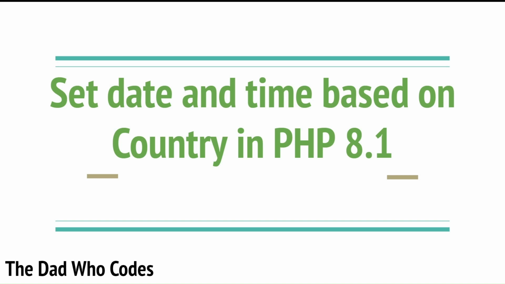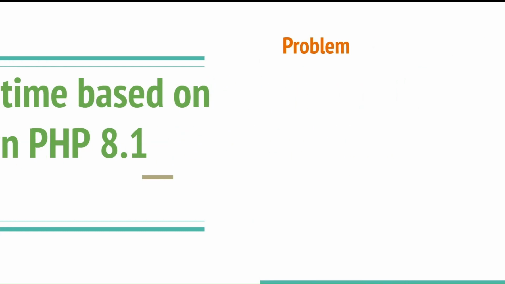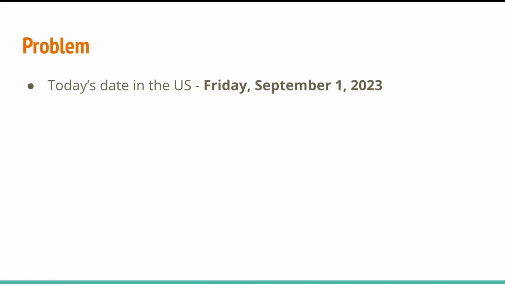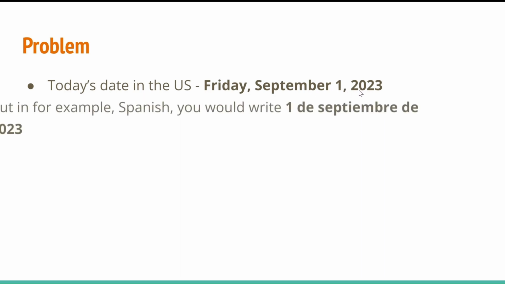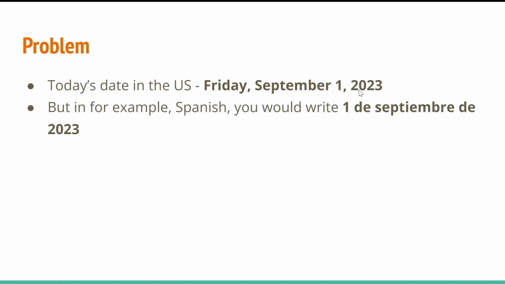In this video, we'll be seeing how to set the date and time based on a country in PHP version 8.1. So when you display the date and time, especially in the US format, what we see is the day, and then the month, and then the day again as a number, and then the year. However, in a country such as Spain, when you display this information, what we start with is the day, and then the month, and then the year.